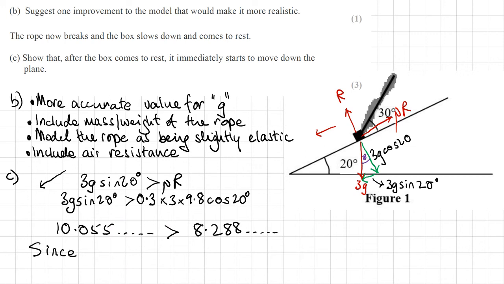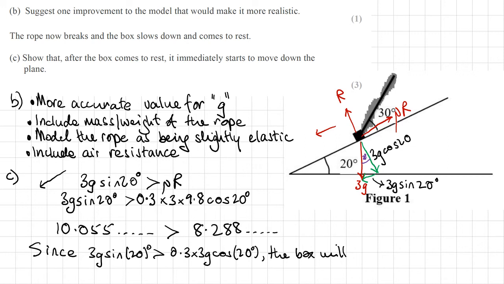Now I can see that that is greater than that, so I can put something like, since 3G sin 20, and I've shown it in my working, is greater than 0.3 times 3G cos 20, the box will move down the plane, which is what we were expecting. So I guess the important bit is actually showing that this value is greater than this one, and we did that in our working here.